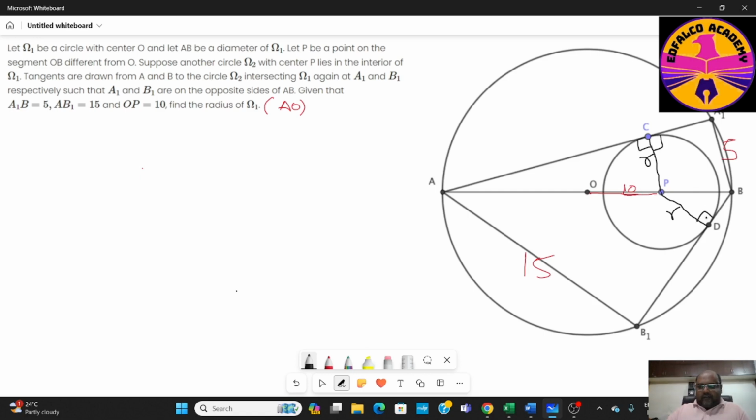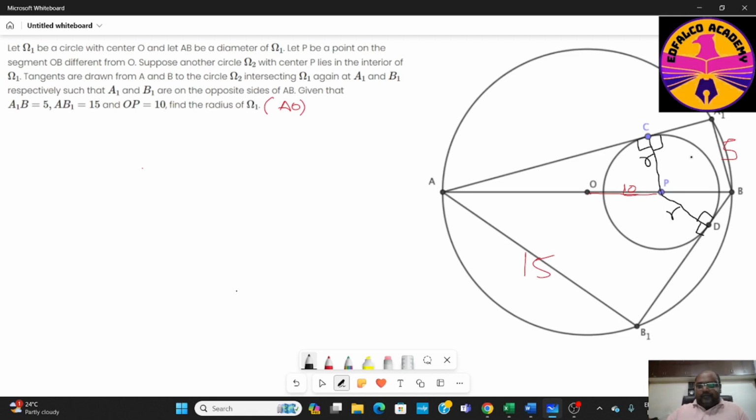Same way, this will be perpendicular to this, this angle must be 90 degrees, because PD is the radial line, and BD is defining the tangent. So they must be 90 degrees to each other. So we have found out at least this much so far.